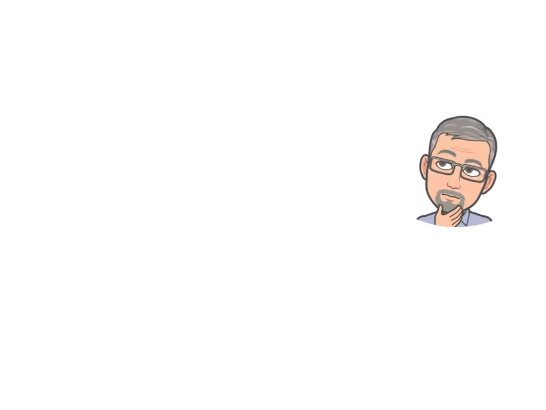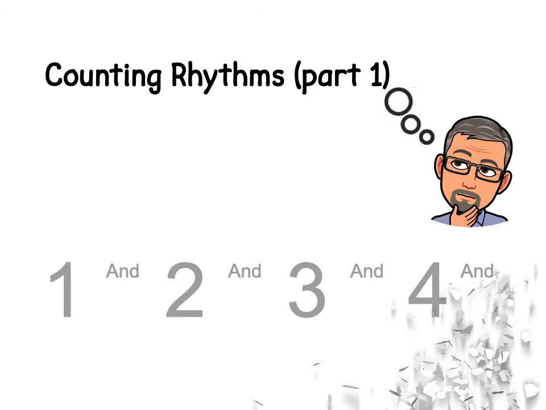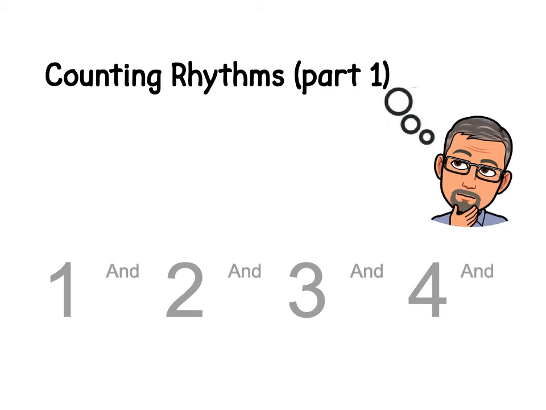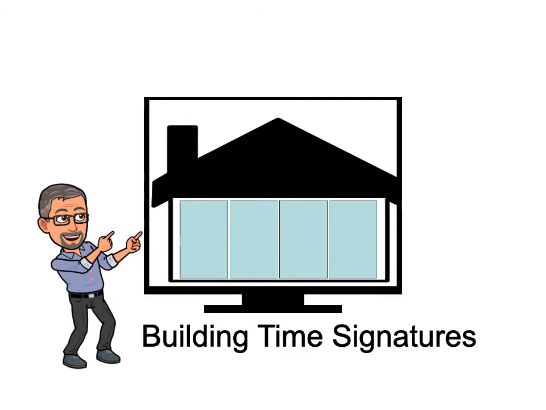Okay? So think back to part 1 and even part 2 of counting rhythms, and we counted the numbers 1, 2, 3, 4. We introduced in part 1 the fact that we can put ands in between each of the beat numbers. 1 and 2 and 3 and 4 and, okay? We're going to use those today.